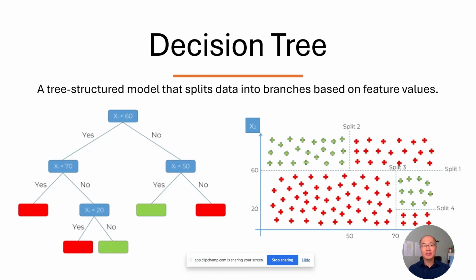Decision tree is a tree-structured model that splits data into branches based on the feature values. This one is exactly what it sounds like. It makes a decision like a flowchart. It asks a series of yes or no questions to sort passengers. For example, is the passenger female? If yes, were they in the first class? By following the branch's path of questions, it arrives at a prediction.